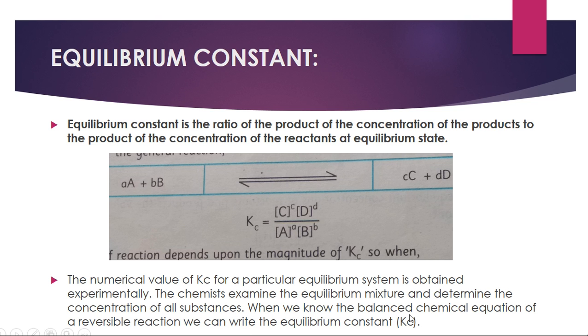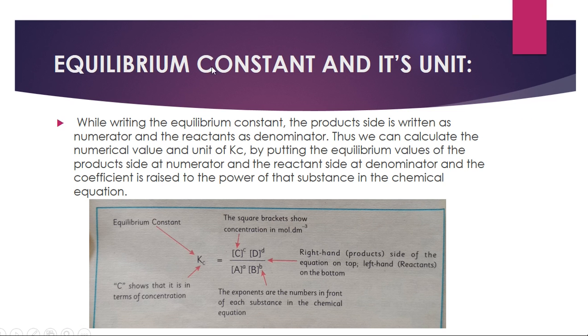When we know the balanced chemical equation of a reversible reaction, we can write the equilibrium constant Kc like this. If we know the balanced equation, we can write its equilibrium constant expression and then calculate the value of Kc. Is it clear? Now, equilibrium constant and its units.